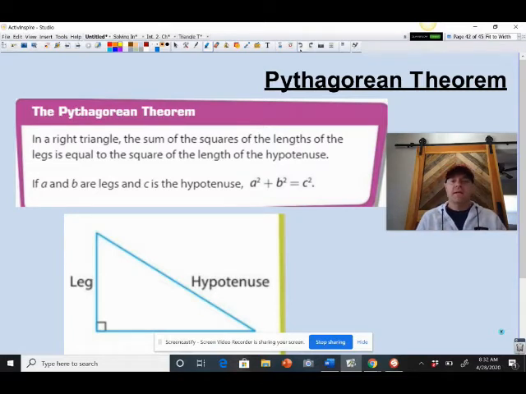The Pythagorean theorem is such an important theorem to know how to use, to be able to understand and figure this out. Lots and lots of professions use the Pythagorean theorem.